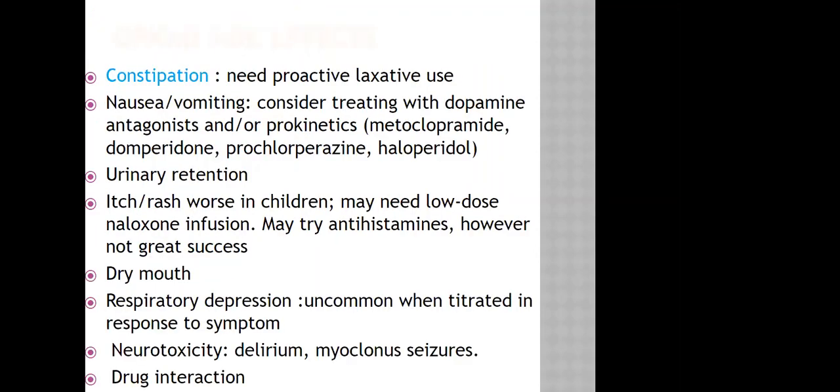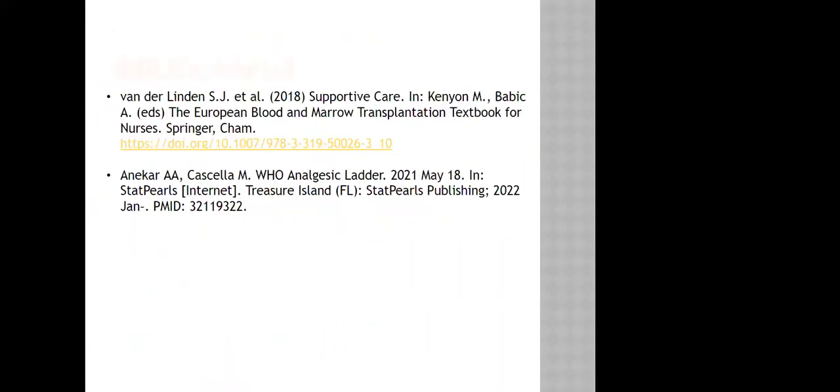Opioid side effects: if we administer opioid medication, the patient will mostly have constipation, nausea, vomiting, urinary retention, itching or rashes, dry mouth, respiratory distress, neurotoxicity like delirium and myoclonus, seizures, and drug interactions. So that's it, thank you.